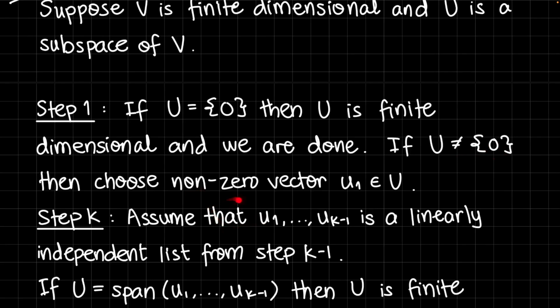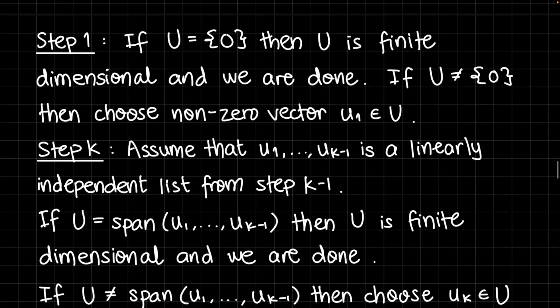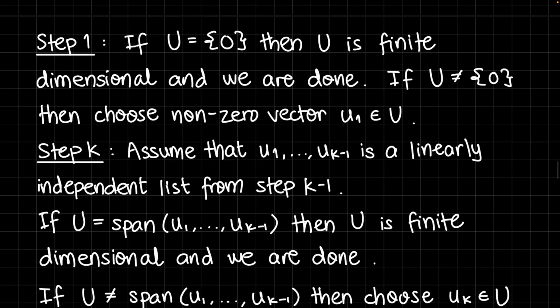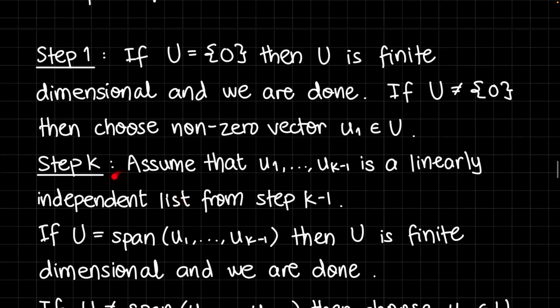But if U is a non-trivial subspace, so U is not equal to the subspace {0}, then choose any non-zero vector u1 in U. We can always do that because U is a non-zero subspace, so there must be at least one non-zero vector. So choose that. And add step k, where k goes from 2 to whatever the bound of your process is. We don't know what the bound is. Assume that u1 through u(k-1) is a linearly independent list from step k-1.